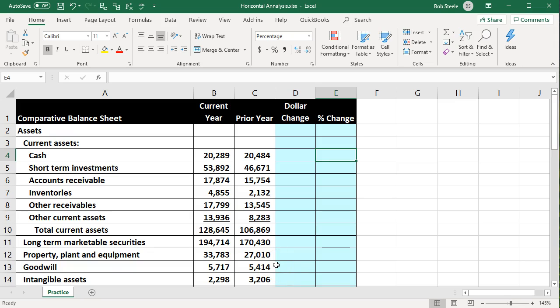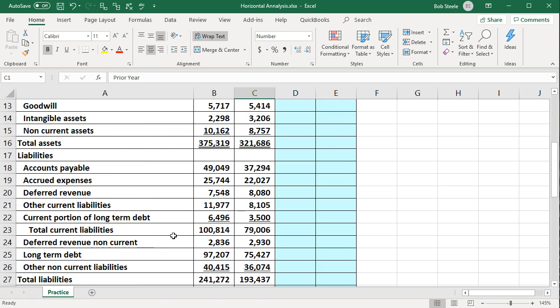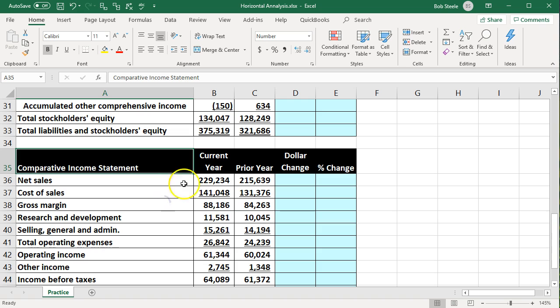In this presentation, we will take a look at a horizontal type of analysis for financial statements. We're going to have the data on the left-hand side. We're going to enter that data into the blue area on the right-hand side. The data consists of the financial statements, including the comparative balance sheet for the current year and a prior year to that, and then the comparative income statement for the current year and the prior year to that.